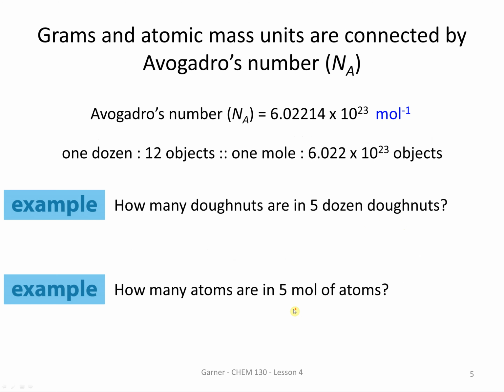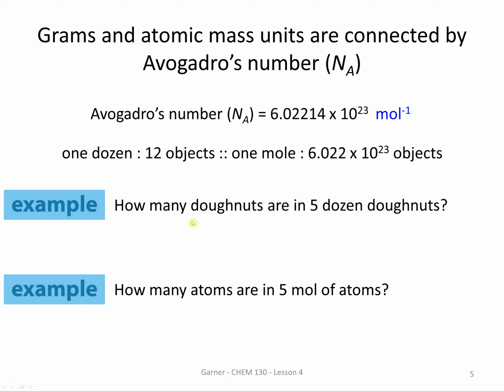The idea of a mole is analogous to the idea of a dozen. So 1 dozen is a collection of 12 objects. By the same logic, 1 mole is a collection of Avogadro's number of objects. And the math that involves converting between number of objects and moles is the same as the math that you would use to convert between dozens and numbers of objects. So we have just a couple of examples here showing this.